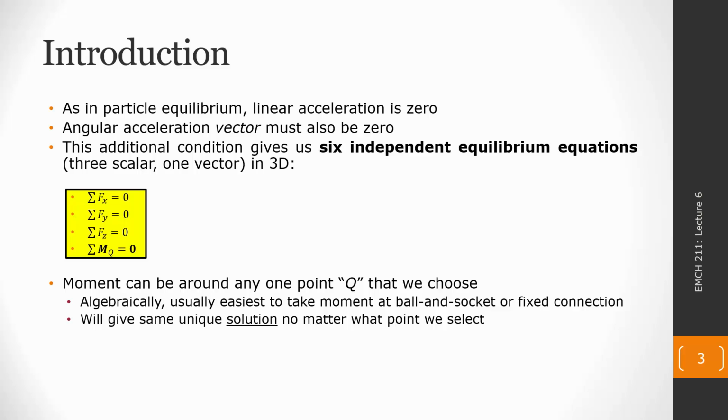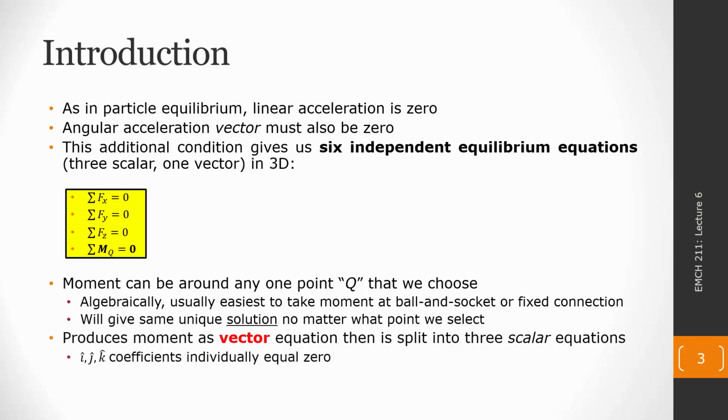So even though we can always get the right answer, it might be arithmetically easier to take the moment around one point versus another. So in 3 dimensions, for example, if we have a ball and socket joint or if we have a fixed connection, which we'll be covering in a little bit, that is going to make it easier to write out those equations and solve them. But again, we don't need to worry too much about what point we use, as any point will give us that set of 3 equations that will complement the 3 force equations in order to solve the problem.